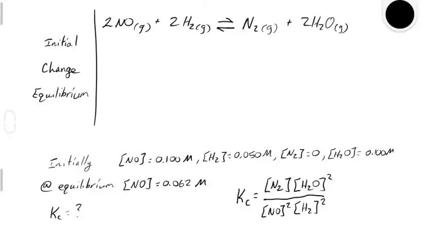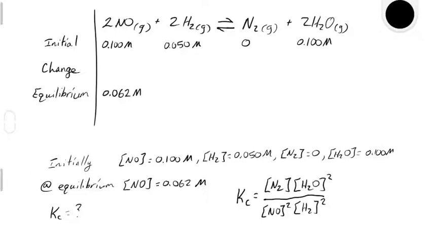So now that we have an ICE table set up, we have to plug in values that we know. The easiest thing to do is plug in all of our initial values. We have all 4 of them. We also have the equilibrium value for nitrogen monoxide. The last thing that we can fill out is the change section.